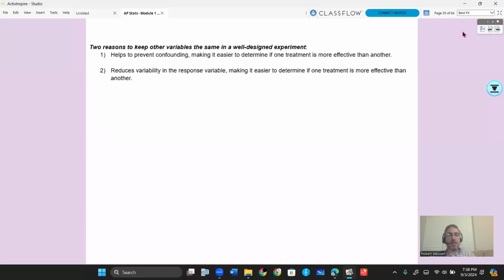Along those same lines, control essentially just helps confounding be reduced. Might not eliminate it, but confounding, remember, is when you don't know what's actually causing the variables to change. Control can help reduce that. And it also reduces variability in the response variable. Like we said before, if we give everybody the same amount of cola, we might not see as big of a variability in the difference between the caffeine groups and the non-caffeine groups. So we can more easily determine if one treatment is more effective.